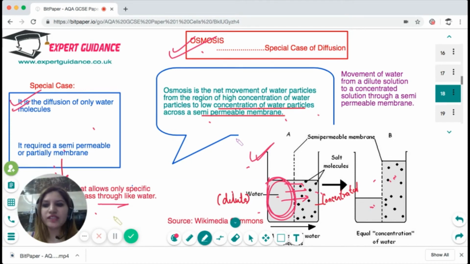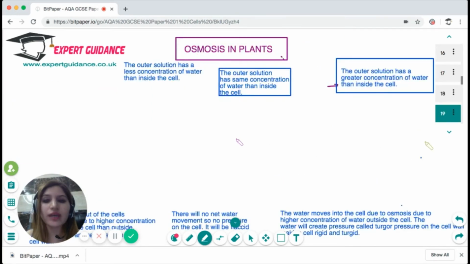So I hope this definition of osmosis, and the concept that it is the movement of just water molecules across the semi-permeable membrane, from a dilute to a concentrated solution, is clear to you. Always remember, don't write that it is the movement of a substance from high concentration to low concentration. That's the wrong definition. It is from a high concentration of water to a low concentration of water that is the correct one.